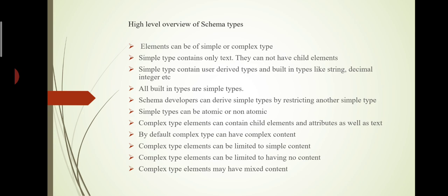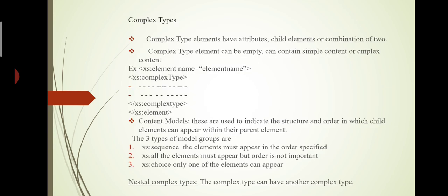By default, complex type can have complex content. Complex type elements can be limited to simple content, they can have children, and they can be limited to having no content also. Complex type elements have attributes, child elements, or a combination of the two. As I told you earlier, it can be empty or it can contain simple content, or complex content is also allowed.